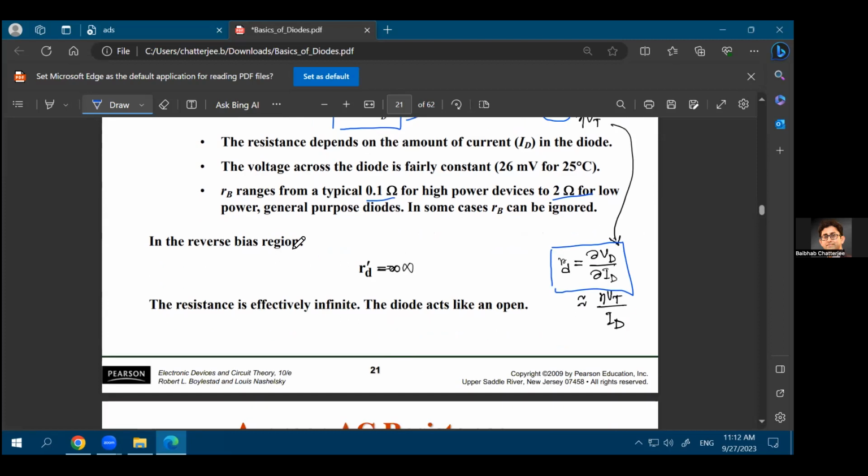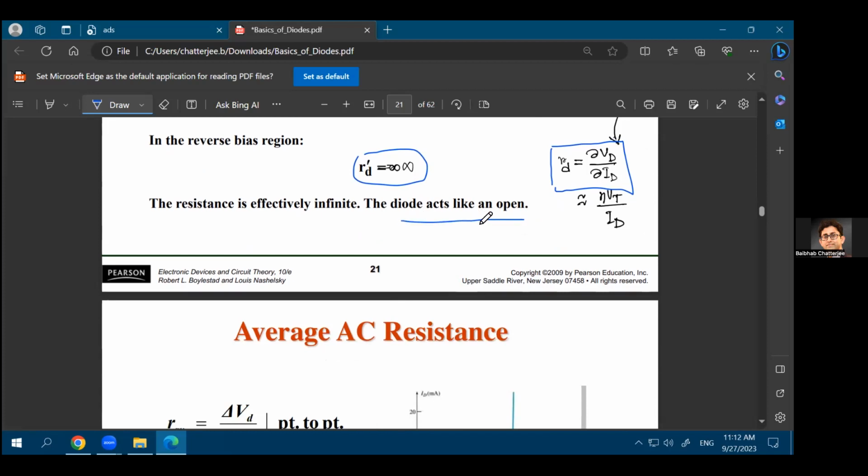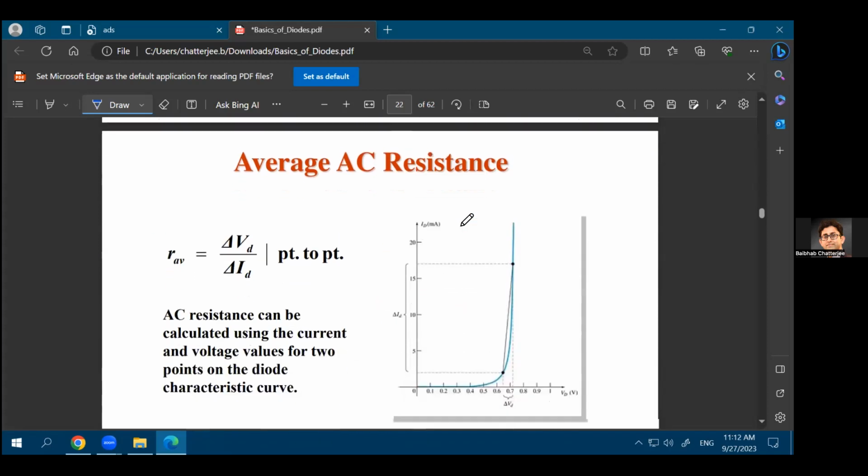In the reverse bias region, if you do the same calculation, you will see that your RD will be almost equal to infinite. So it will be very, very large. And the diode acts like an open in reverse bias.